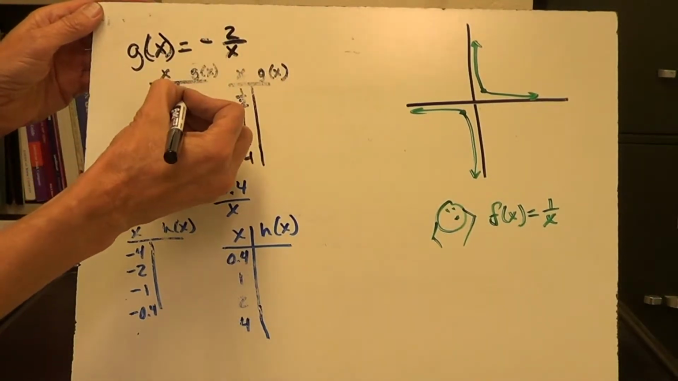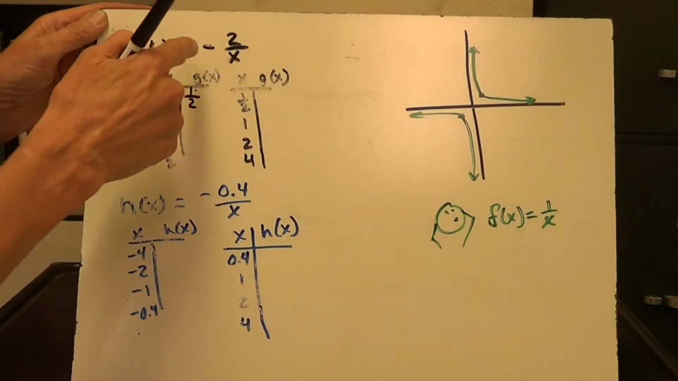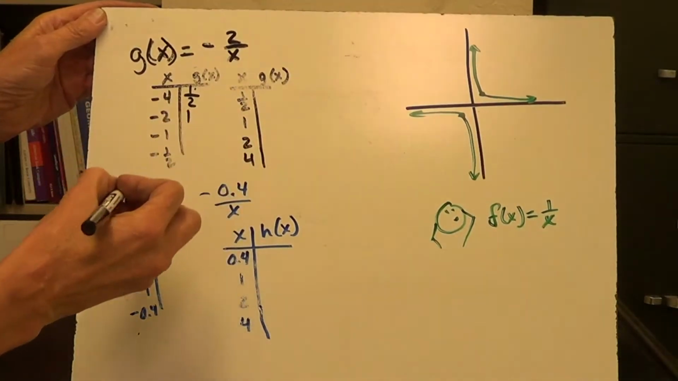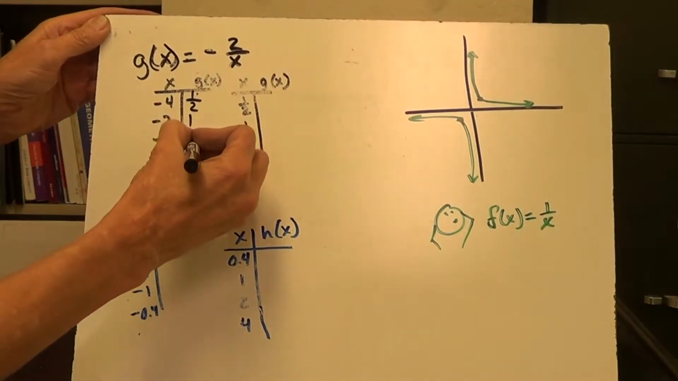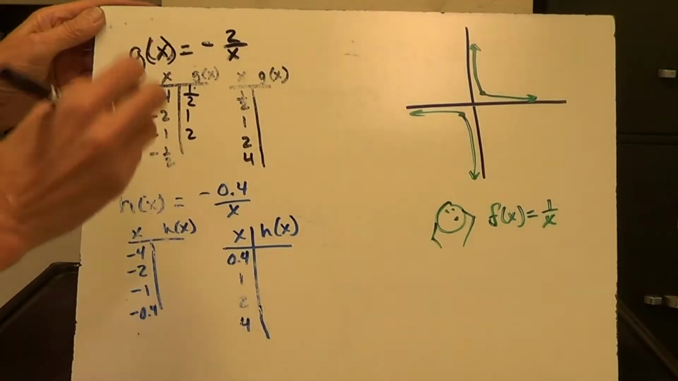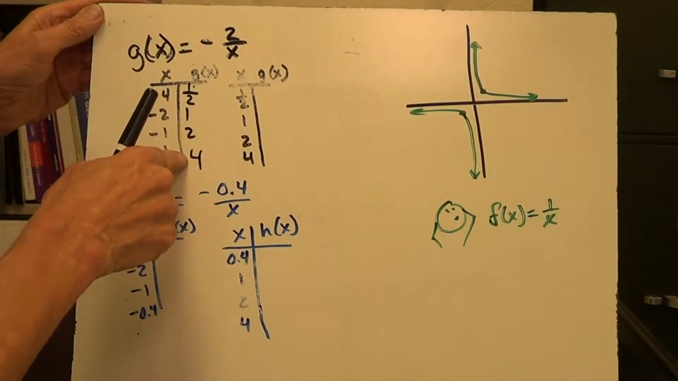Negative 2 over negative 4 would be, bingo, positive 1/2. Plug in a negative 2. Negative 2 over negative 2 is 1. Plug in a negative 1. Negative 2 over negative 1 is positive 2. Plug in a negative 1/2, and you would have 4. So we can see by this one what's happening.